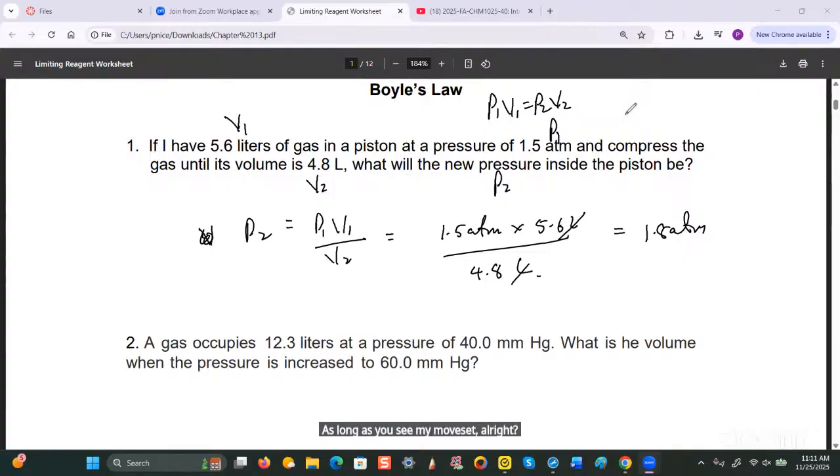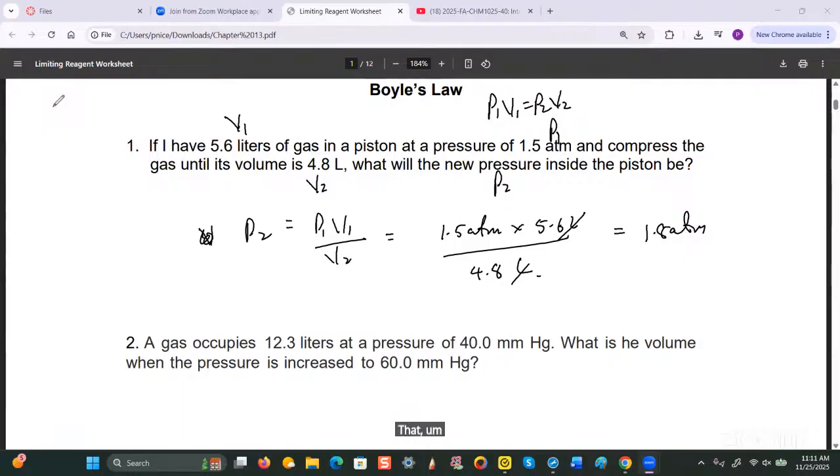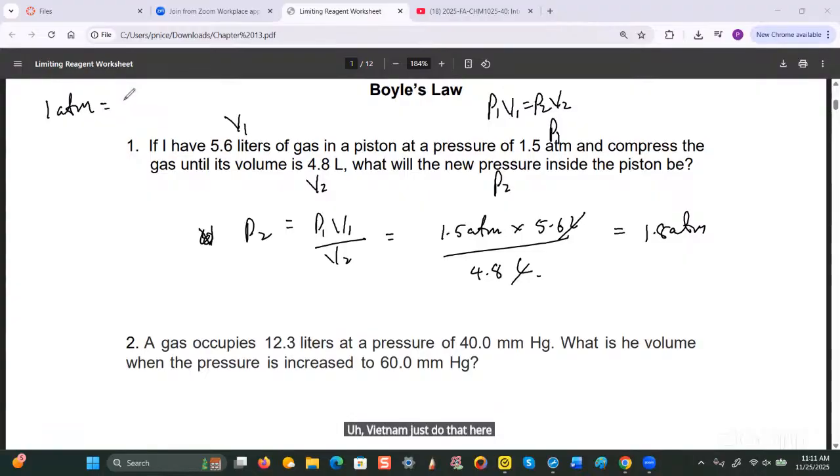I should say something here which was covered in the videos concerning pressure. There are several units of pressure that you will encounter in this course. One of them is the atmosphere, right? And the relationship between the atmosphere and other units. Let me just write them down here. I covered these already in the videos, but I think I'll just do that here. There's another unit known as millimeters mercury, right? And the relationship between the atmosphere unit and millimeters mercury is 760 millimeters mercury, right?